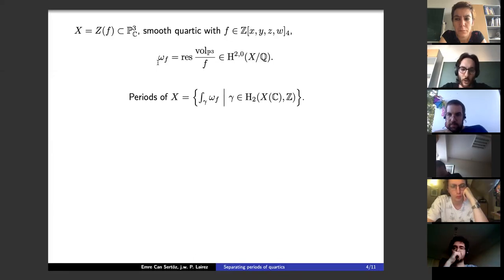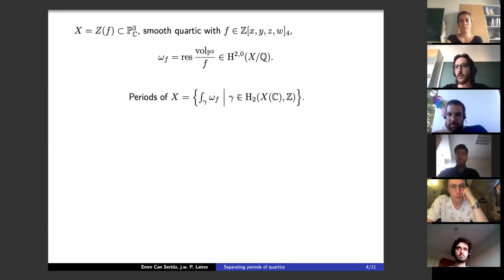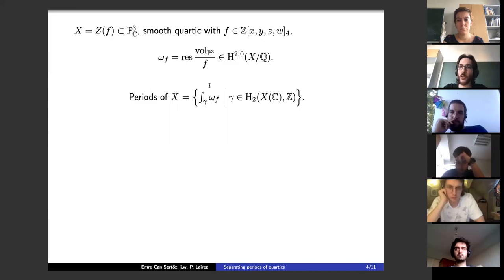Now what I call the periods of X is simply the set of integrals of omega over two-cycles in X. And what you should notice is that since I can add and subtract homology cycles, I can also add and subtract periods, and that will still be a period. In particular, if I want to check if a period A equals a period B, then all I have to do is to check whether or not the period A minus B equals 0. So the game here is to be able to determine which of these integrals are identically 0.